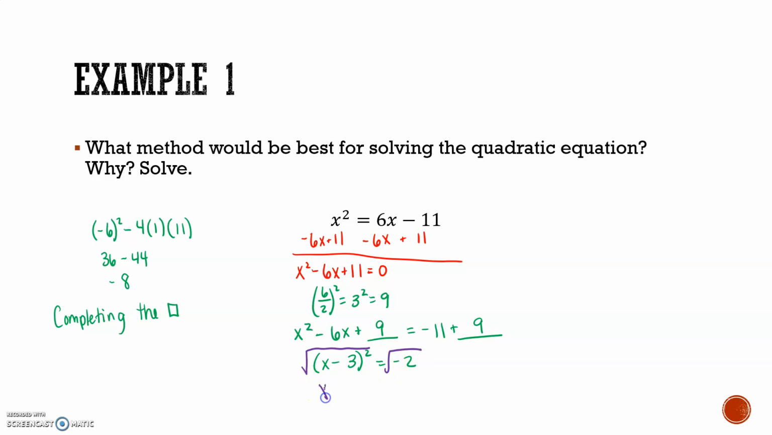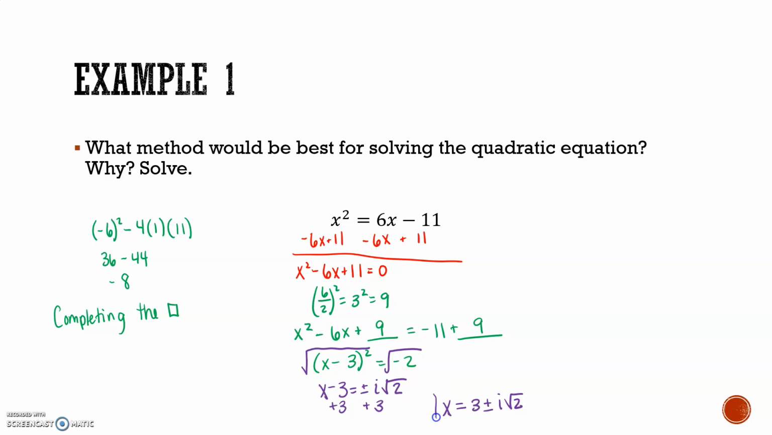I get x minus 3 equals plus or minus, and I can't really simplify 2 as a radical, but I can take an i out because of that radical. Plus or minus i radical 2. I'm going to add 3 to both sides. And that's going to give me x equals 3 plus or minus i radical 2.